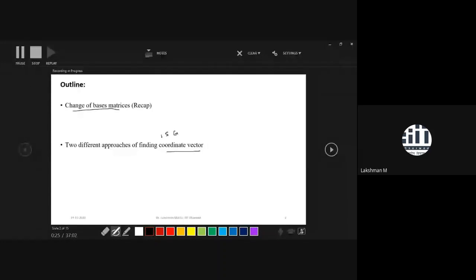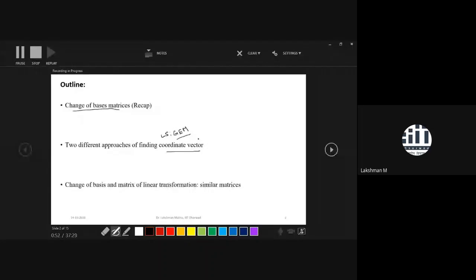That is the process I had already discussed in the first module, Gaussian elimination methods. Based on that, we will find the coordinate vector of a given vector with respect to a given basis. Another approach would be the change of basis matrix. If you are very good in these two approaches, then definitely you won't face any problem in finding the coordinate vector of any vector with respect to any basis.